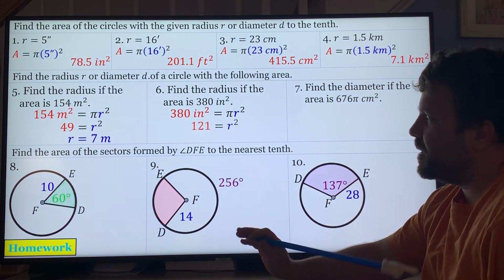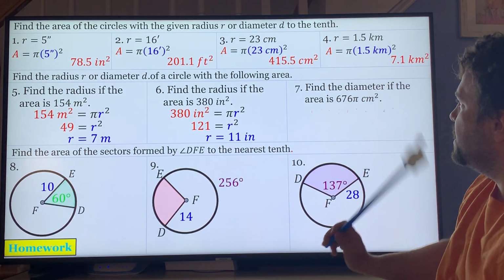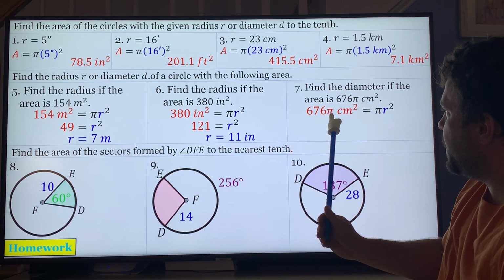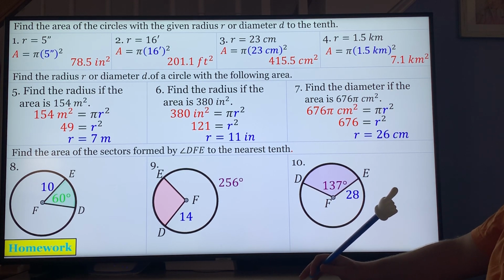380 divided by pi. The square root of that is 11. Only use the positive answer. 676 divided by pi times pi just gives you 676, and you get 26 centimeters.